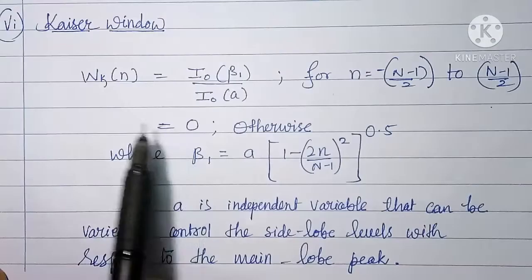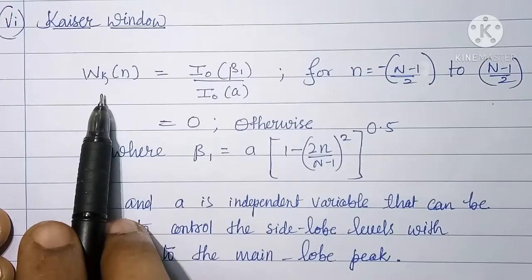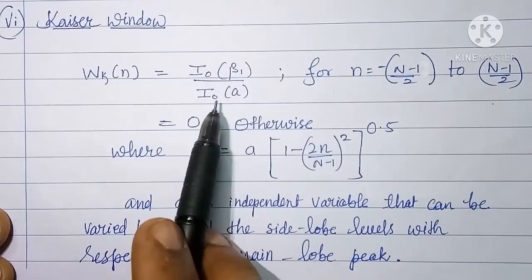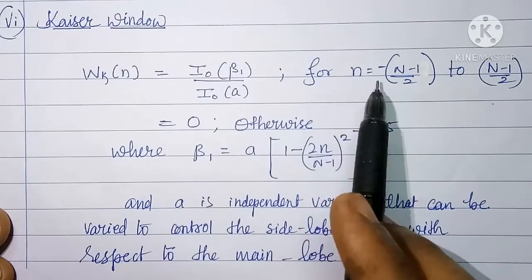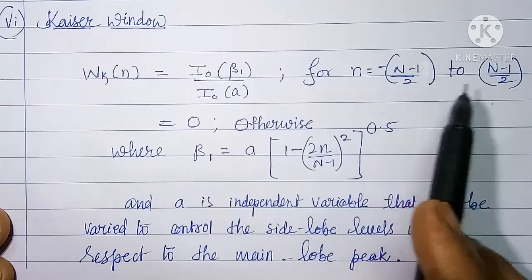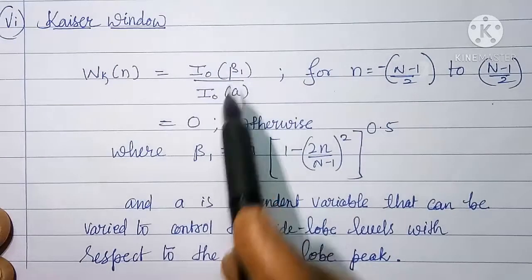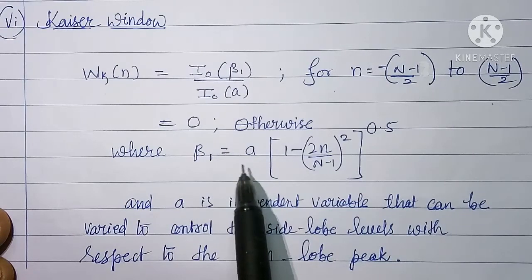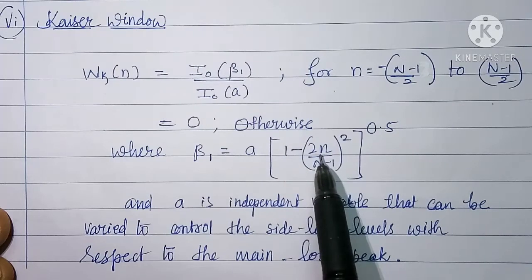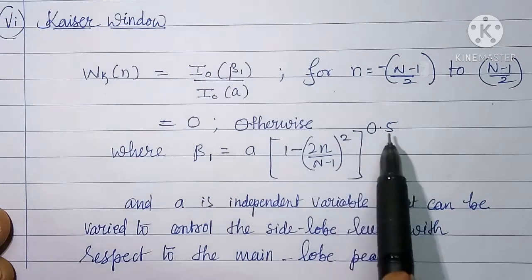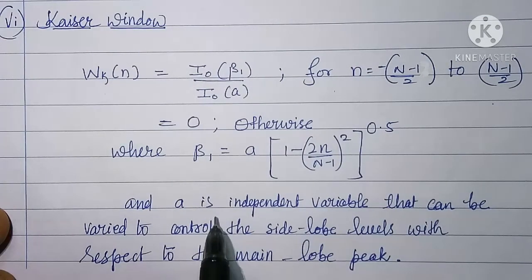Next window is Kaiser window. Kaiser window is denoted by WK of n and that is equal to I naught of beta 1 divided by I naught of A, for n equal to minus of (N minus 1) by 2 to plus of (N minus 1) by 2 and is equal to 0 otherwise, where this beta 1 is given by A into (1 minus (2n upon (N minus 1)) squared) whole raised to 0.5, and A is an independent variable that can be varied to control the side lobe levels with respect to the main lobe peak.